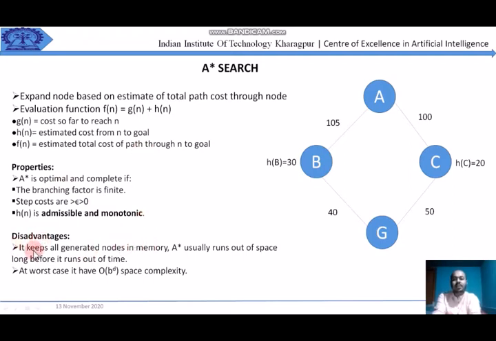So the disadvantage of A star is that it keeps all the generated nodes in memory. A star usually runs out of space long before it runs out of time. So here the problem is almost similar to BFS. In the worst case it behaves like BFS only, as it keeps all the generated nodes in memory. So in the worst case it is exponential, that is O of b to the power d. Here b is the branching factor and d is the depth. So it has big O of b to the power d space complexity, and in terms of space complexity it can behave like BFS.